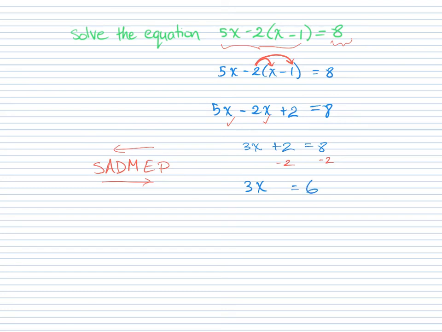Since 3 is being multiplied by x, the inverse operation there is divide by 3. And whatever we do on one side, we do on the next side. And we get that x is equal to 2. And that is how you solve an equation that has multiple steps.